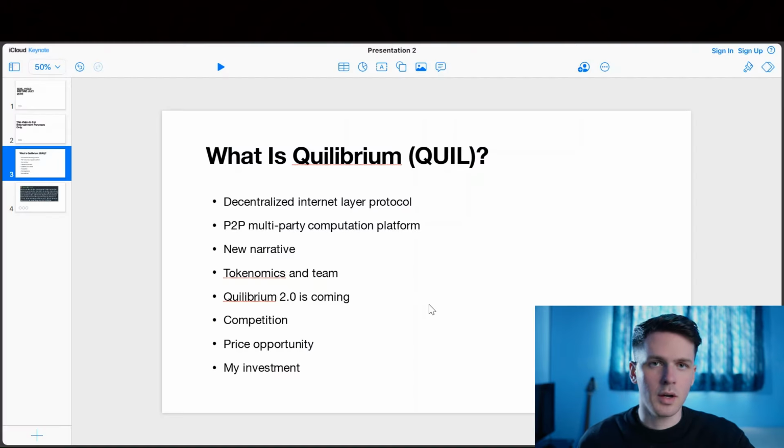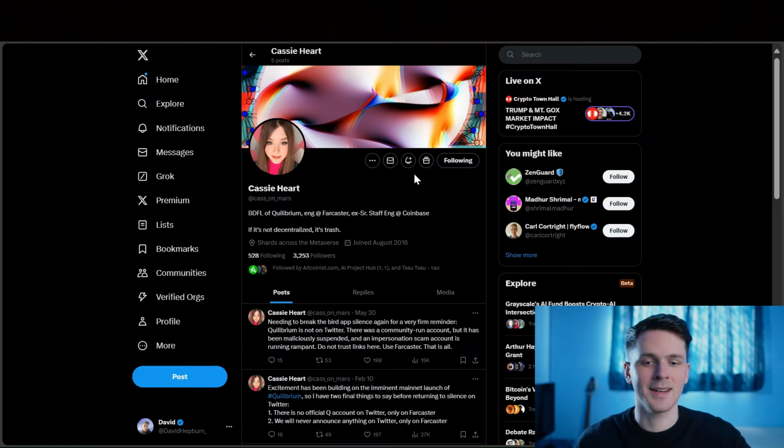And now on to my fourth point, we have tokenomics and team. Now, the team is the only critique I have of this project. First, we do have Cassie Harden, ex-senior engineer at Coinbase, engineer at Farcaster, and 6 years of development at Quilibrium. But there's not that much known about the other members. If you know any more, let me know down below. But that is my only critique, or one of my critiques about this project.